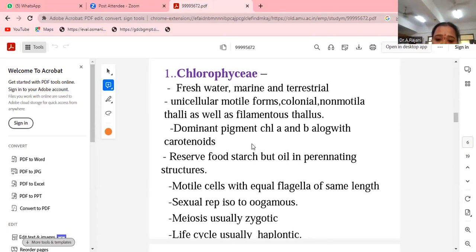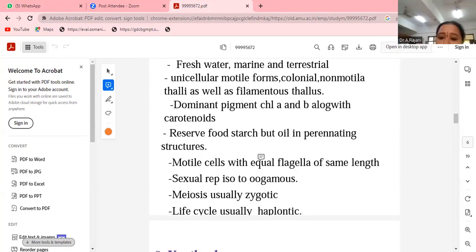Coming to the pigments, here the pigment is green color, you know. Chlorophyll A and chlorophyll B are the pigment system. That is why this class is green. Chlorophyll A dominates, and some carotenoids are also present. Coming to the reserve food material, here the reserve food material is oils, present in the pyrenoid structure. What type of flagella?